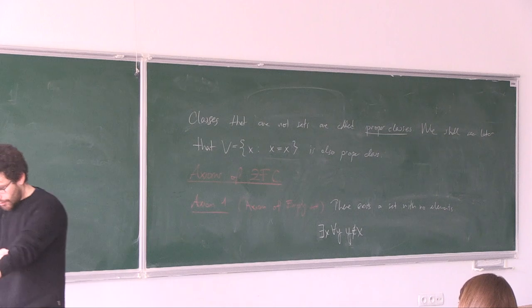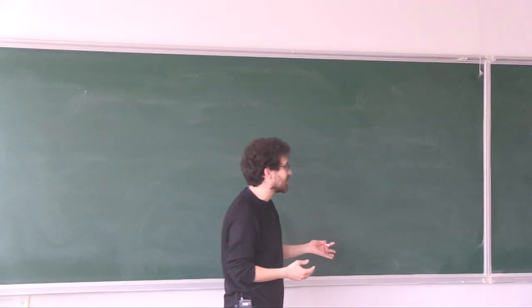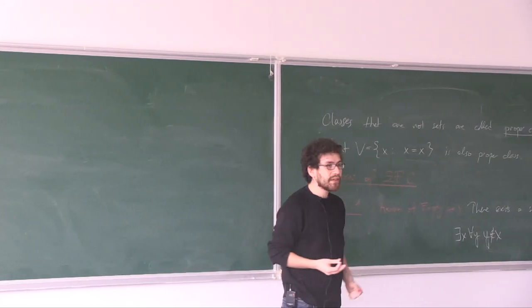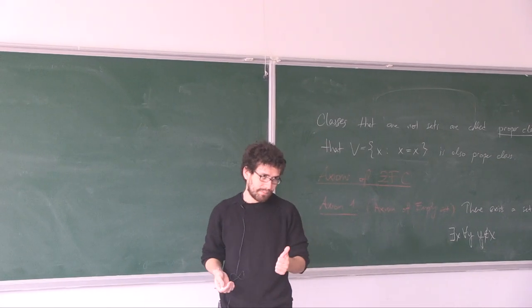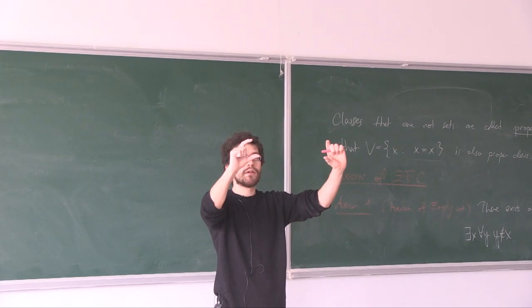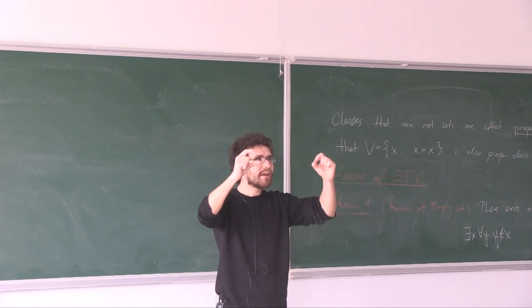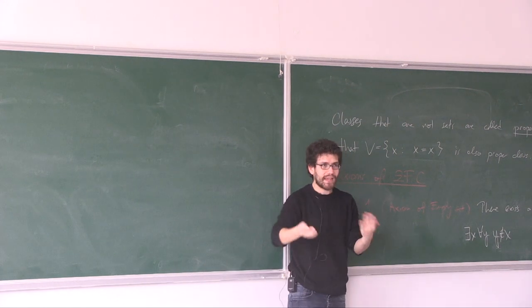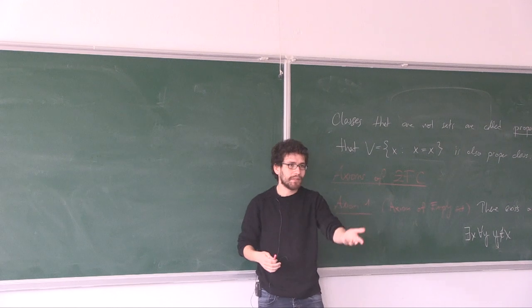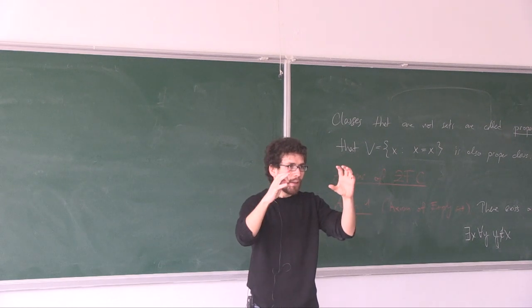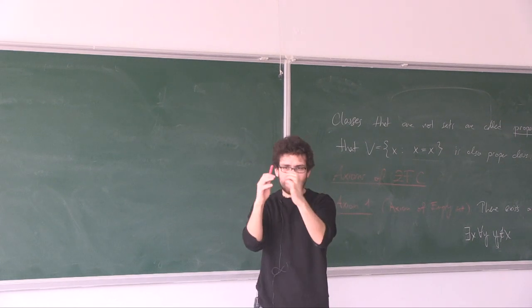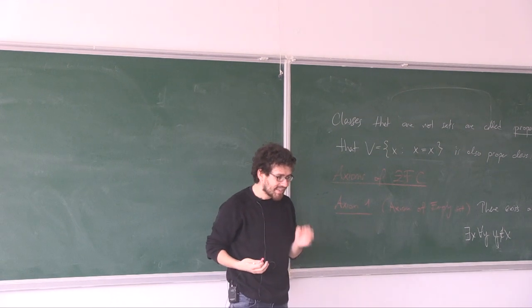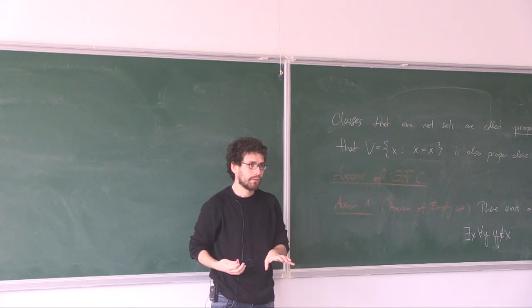Here's a question. How many empty sets are there? Can there be more than one empty set? Can there be two sets which are both empty, but they are different? Take a guess. Intuitively, there should not be two empty sets. Because if a set is empty and this is empty, this should be the same. Why? Because we think that sets are characterized exactly by their elements.